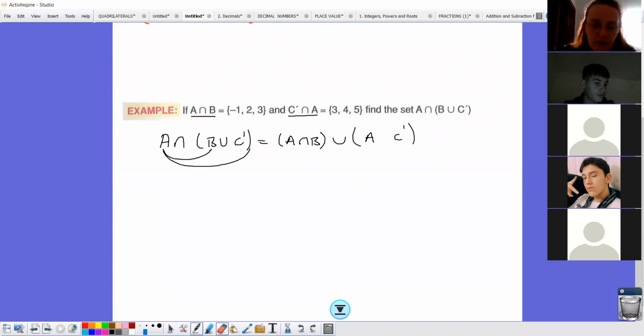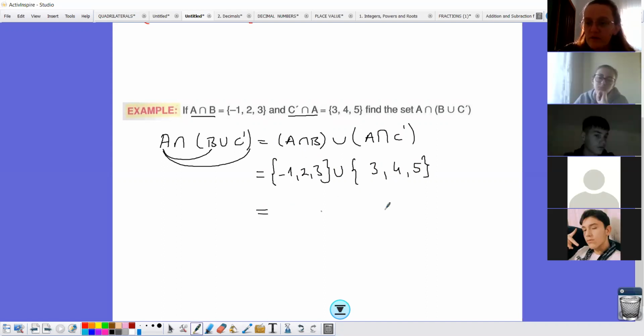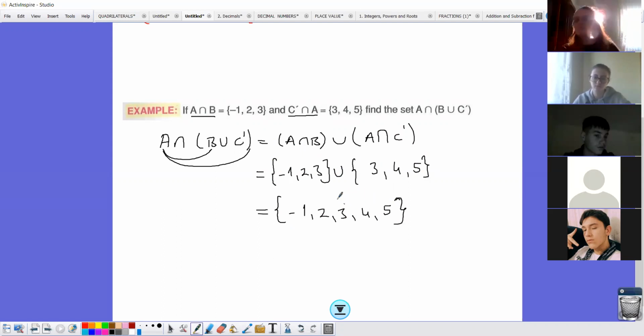Now I will only write the elements. I have A intersection B: minus 1, 2, 3, union 3, 4, 5. So what will it be when I write the union of them? I will start from minus 1, 2, 3, 4, and 3, 4, 5. We have 3 in both of them. We will not write it 2 times. Only once is enough for us. Is it okay? Did you understand?